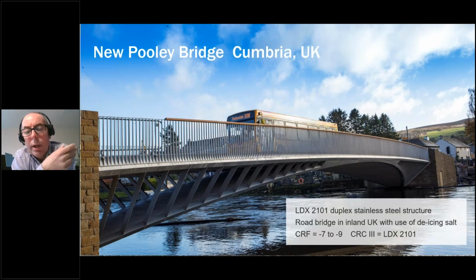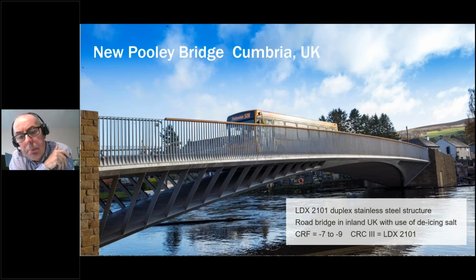And why was this grade selected? Well, this is a road bridge. It's well away from the coastal regions, which means that the amount of salt around really only comes from the use of de-icing salt. But it is a road bridge, and it's definitely very cold, below freezing in Cumbria in the UK in winter, and certainly expected to snow. So for sure, a lot of de-icing salt in winter.